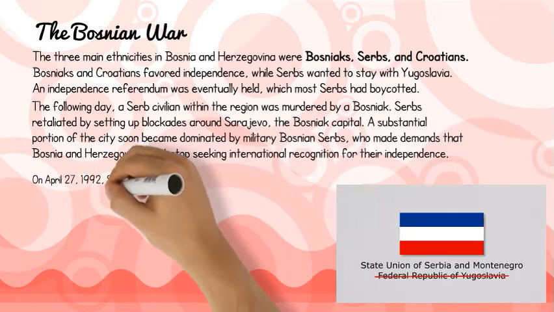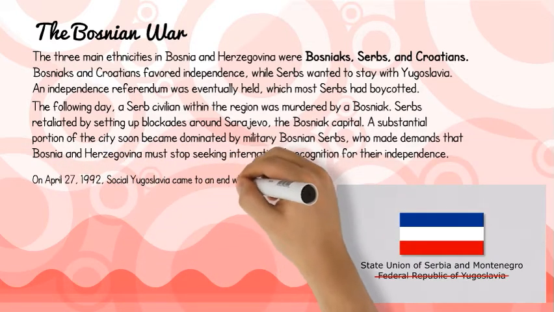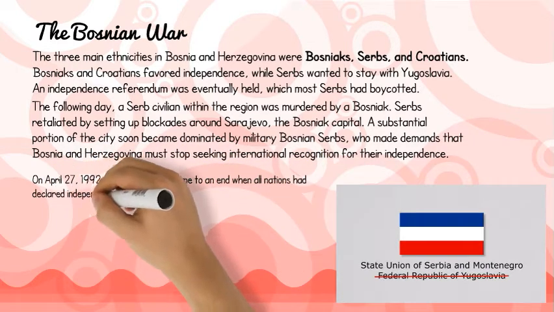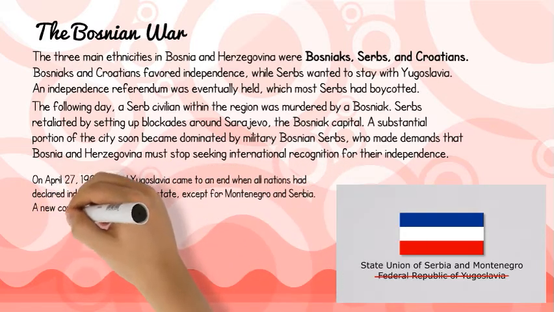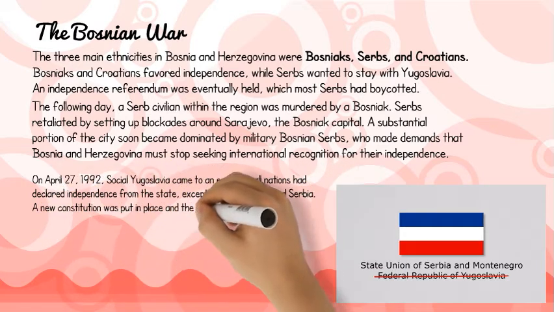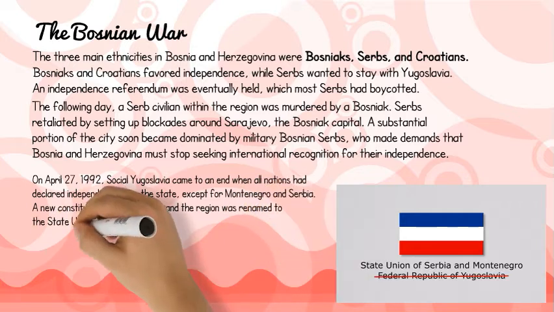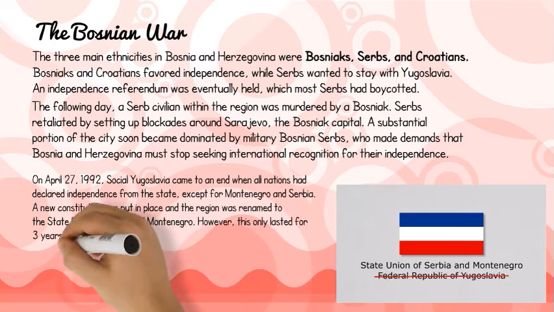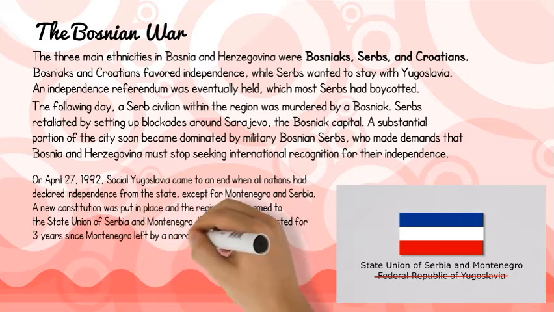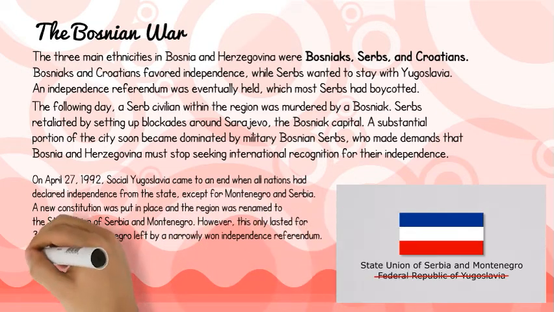On April 27, 1992, Socialist Yugoslavia came to an end when all nations had declared independence from the state, except for Montenegro and Serbia. A new constitution was put in place, and the region was renamed the State Union of Serbia and Montenegro. However, this only lasted for 3 years, since Montenegro left by a narrowly won independence referendum.